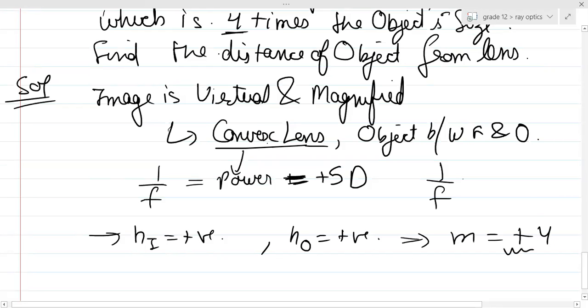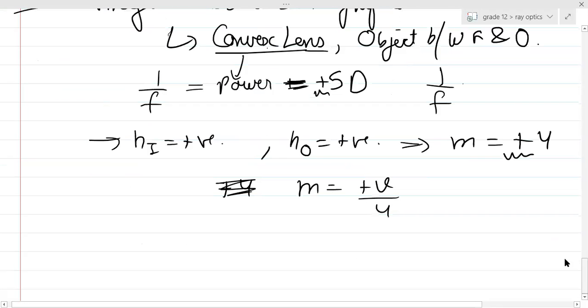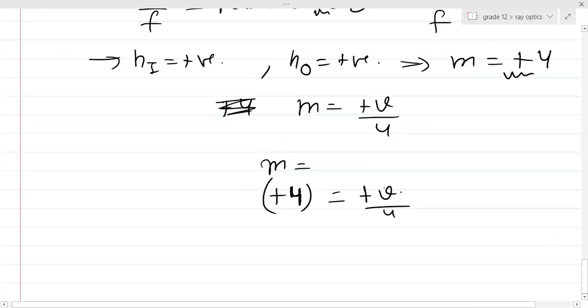So can you see from just the question, we are trying to determine the sign convention, right? So magnification is plus 4 and we know m is equal to plus v by u. So hence m will be equal to what? This plus 4 is basically plus v by u. So can you see over here v will be basically 4 times u? Yes or no? Will the image distance be basically 4 times the object distance?